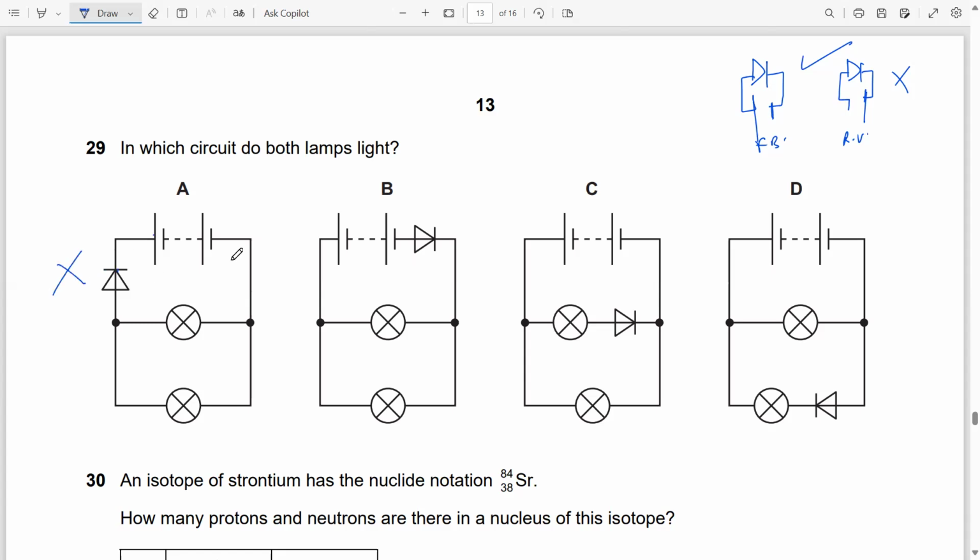It will not work. Here again, P is connected to negative. It will not work. This also, P is connected to negative, it will not work. So option C is the correct one, it will work.